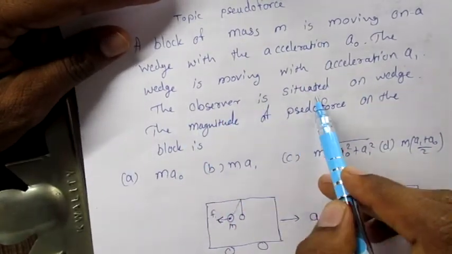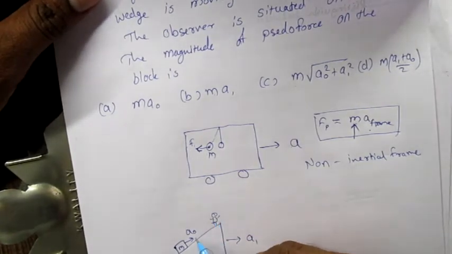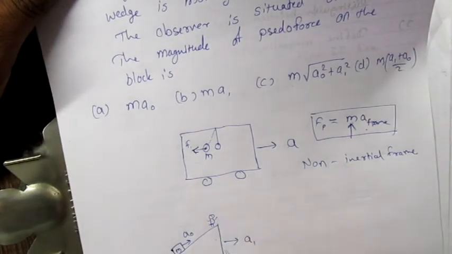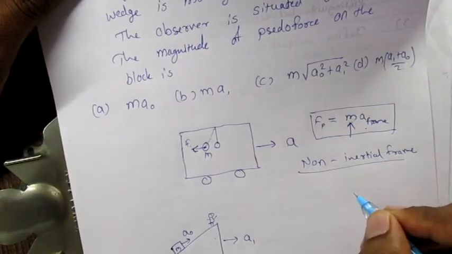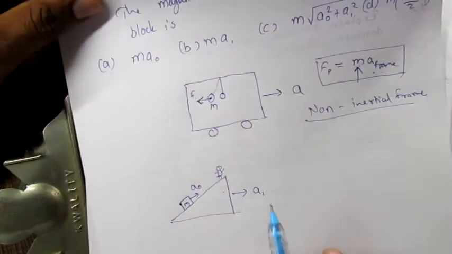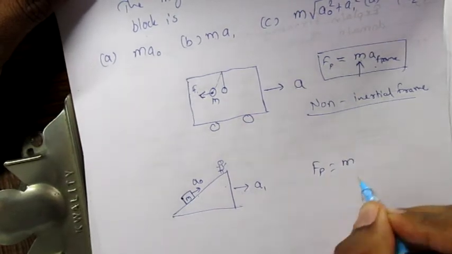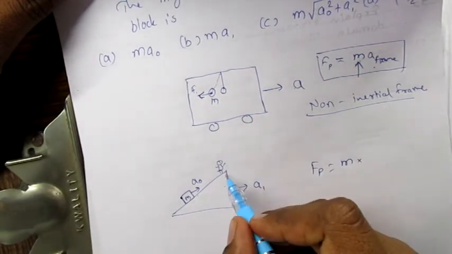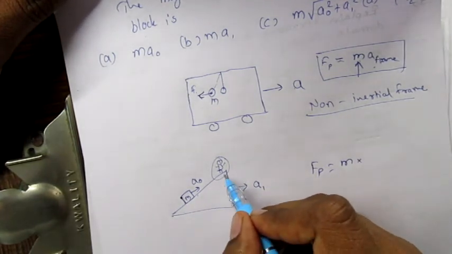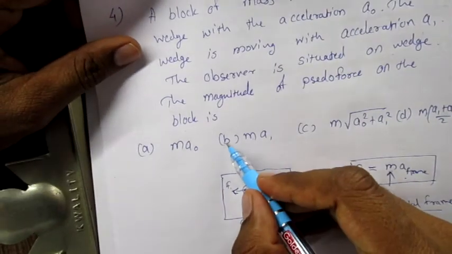The observer is situated on the wedge. So we are here on this wedge and we are observing this motion. Fine. So we are on this frame which is moving. So we are in this non-inertial frame of reference right now. Fine. So the magnitude of pseudo force on the block. So we have to find the pseudo force on the block. What is the formula for pseudo force? Mass of the block multiplied by acceleration of the frame of reference. We are right now in this frame of reference, which is this wedge itself. So acceleration of the frame of reference is a1. So m a1 is the pseudo force. So the answer is option B.